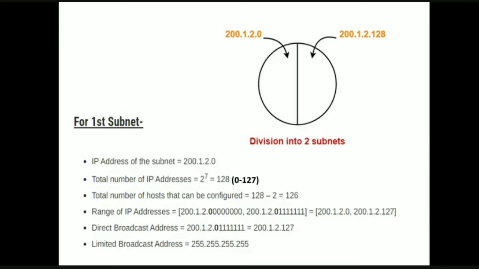Now coming to the direct broadcast address. What did we discuss about the direct broadcast address? We only touch the host ID part. We do not touch the network ID part, and if we have the subnetting concept, we also do not touch the subnetting bit. So here for the direct broadcast address, what did we do? 200.1.2.0 and all the other values we kept as 1, right? So what will be the direct broadcast address now? 200.1.2.127. One small thing here is that in the range of IP addresses, the last IP address will always be the direct broadcast address.